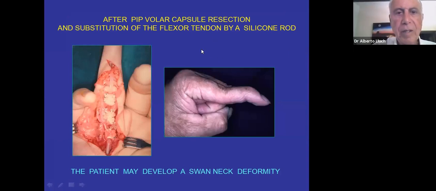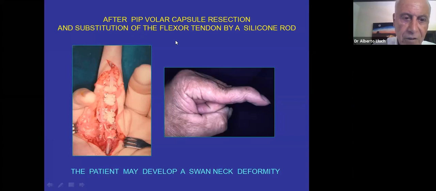Another observation: if you do a PIP joint volar capsule resection, in substitution of the flexor tendon sheath by a silicone rod to do a second stage flexor tendon repair, you can see an index finger. Here are the condyles of the proximal phalanx. This is the base of the middle phalanx. This is the silicone rod.